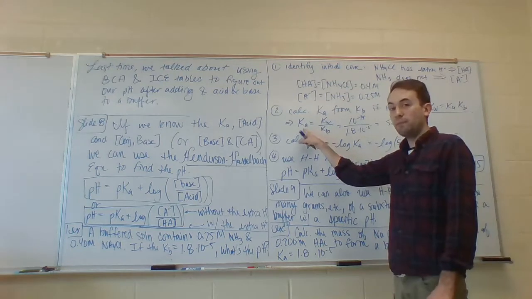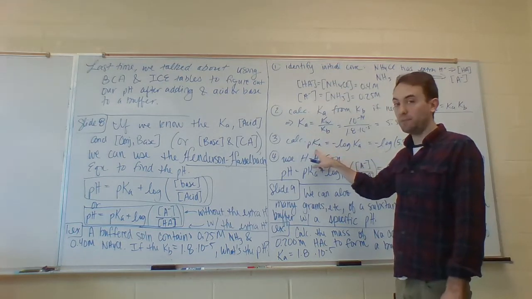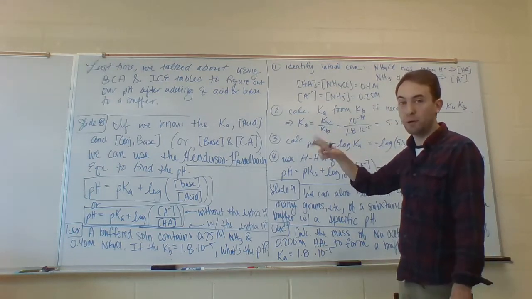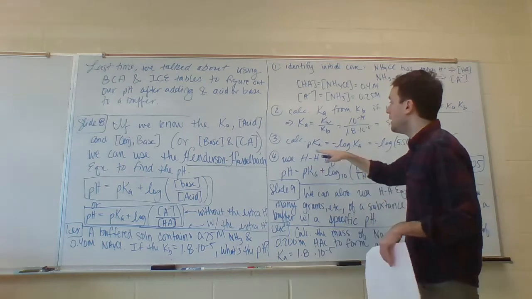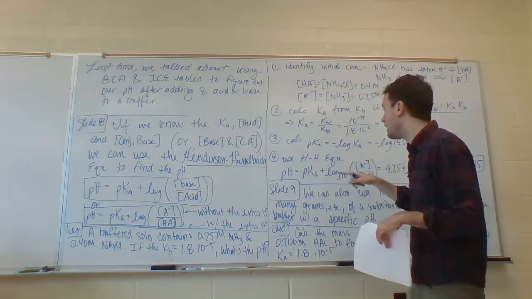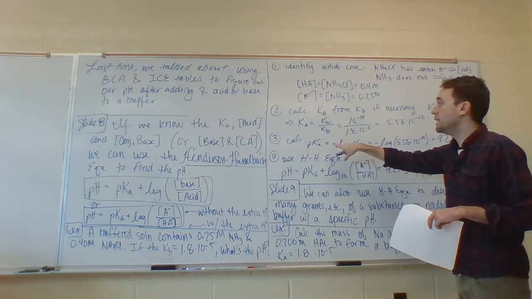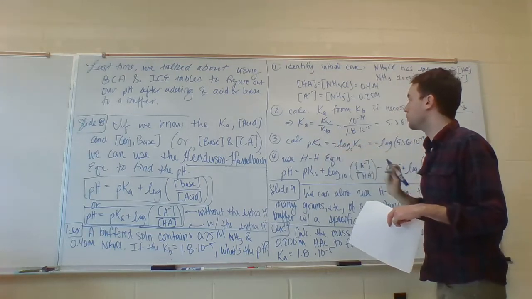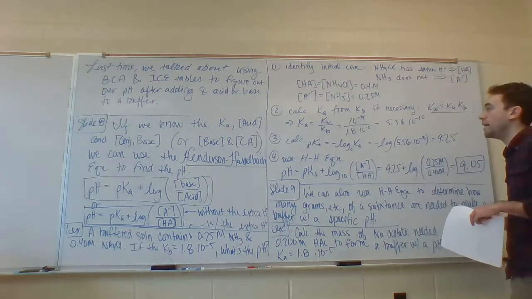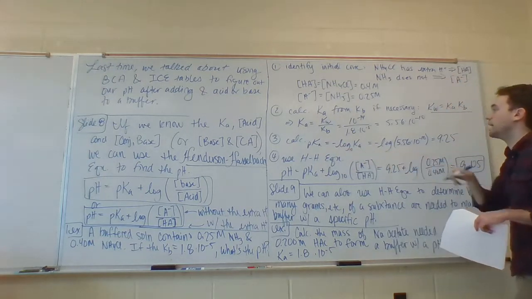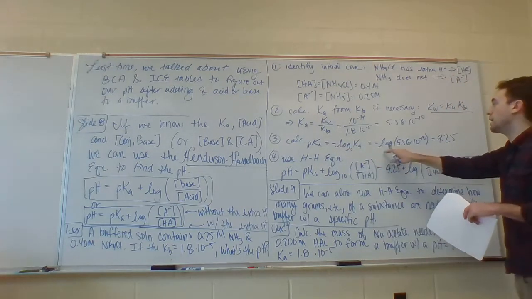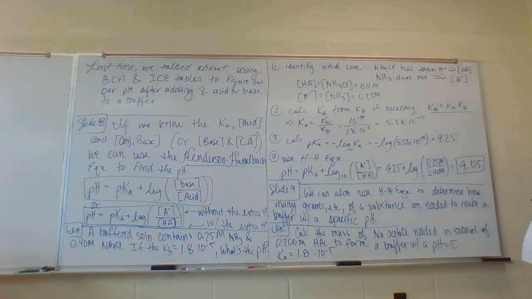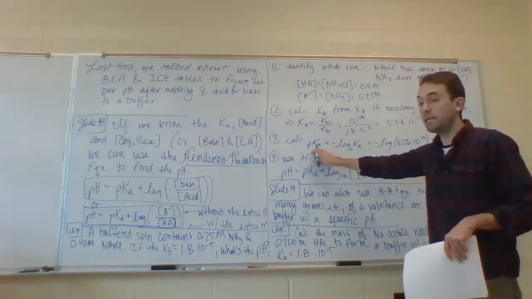Once we have our Ka, then we need to calculate our pKa. Remember that P, right, the potency or whatever, okay, that's just the power of the Ka. And we found our power by taking negative log base 10 of whatever we put inside, which in this case is our Ka. Okay, so it's the negative log base 10 of our Ka, so negative log of 5.56 times 10 to the negative 10 is 9.25. So we've got our pKa.